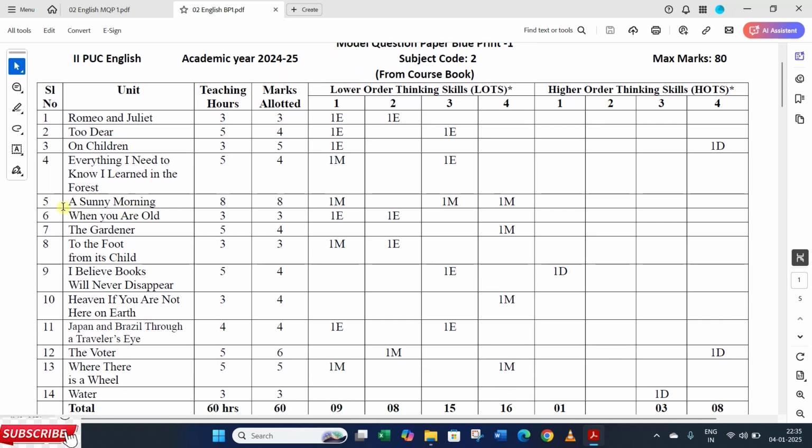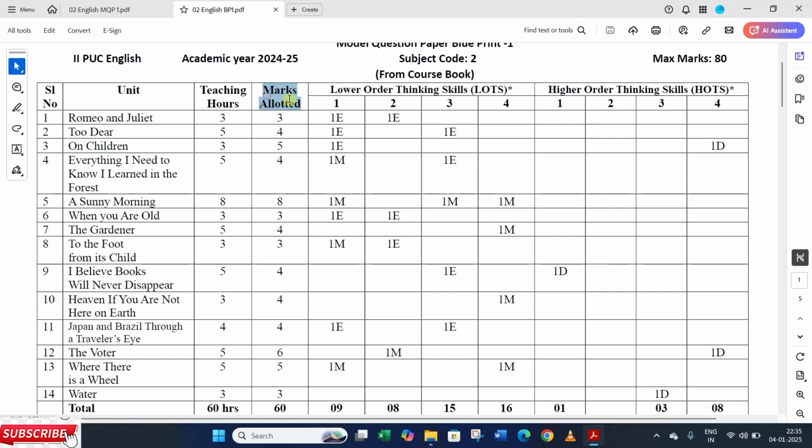Let us see from unit 5, Sunny Morning. You can find over here 8 marks are given. Then you will find When You Are Old, The Gardener, The Food from Its Child, I Believe Books Will Not Disappear, Heaven If You Are Not Here on Earth, Japan and Brazil Through a Traveller's Eye, The Water, Where There Is a Will, and Water. So all these are the units from the course book, and these are the marks you can find here, my dear students.